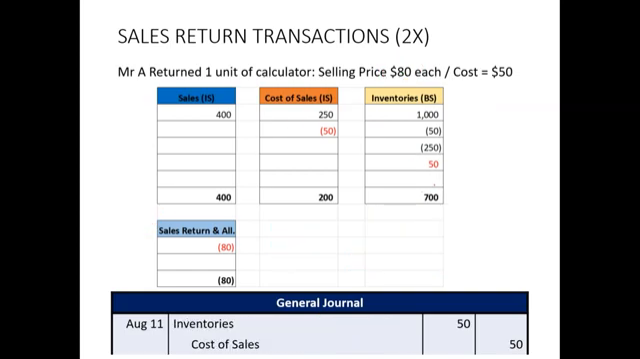The transaction will be debit inventory, credit cost of sale. This is reduce, so credit. This is increase in inventory asset, debit.